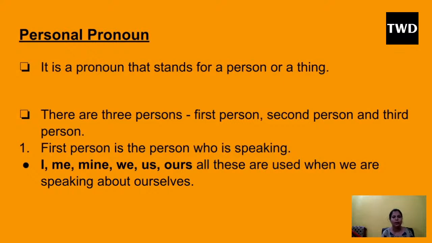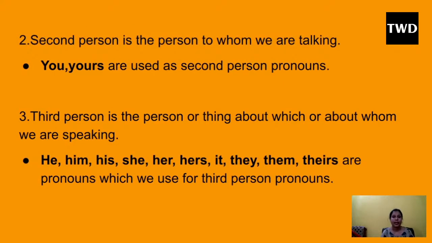Here, the first person is the person who is speaking. So what pronouns is he going to use? He will use I, me, mine. And if he is taking the whole group with him, he will use we, us, ours. All these are used when we are speaking about ourselves. I hope there is no confusion. Please be very clear with it. The first person is the person who is speaking, and the pronouns we use for first person are I, me, mine, we, us, ours.